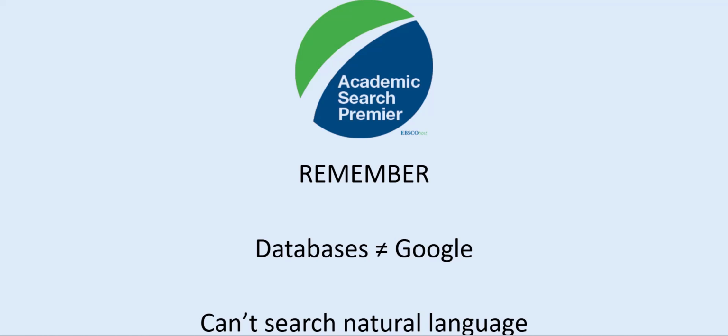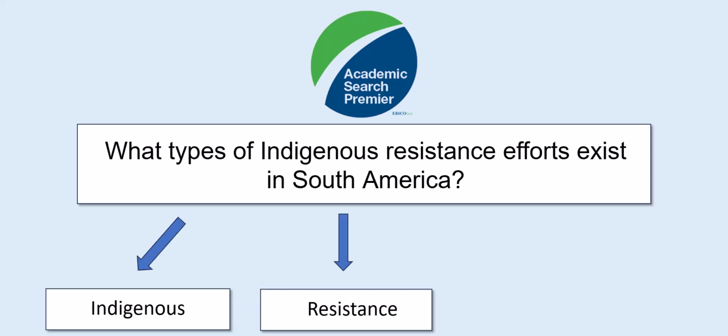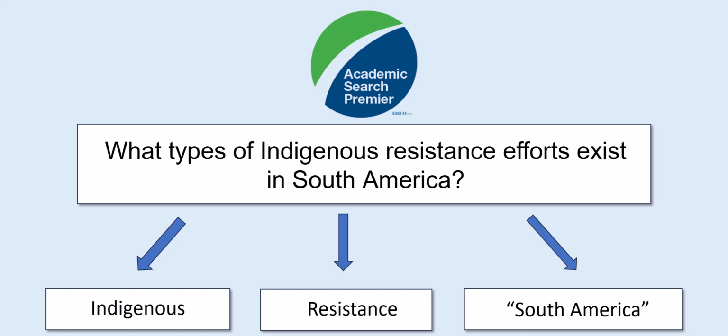When choosing your search terms, it's important to remember that Academic Search Premier isn't like Google, and you'll have to break your search down into keywords or ideas. So, if your topic is what types of indigenous resistance efforts exist in South America, instead of searching that full sentence, you'll break it down into pieces like indigenous, resistance, and South America.